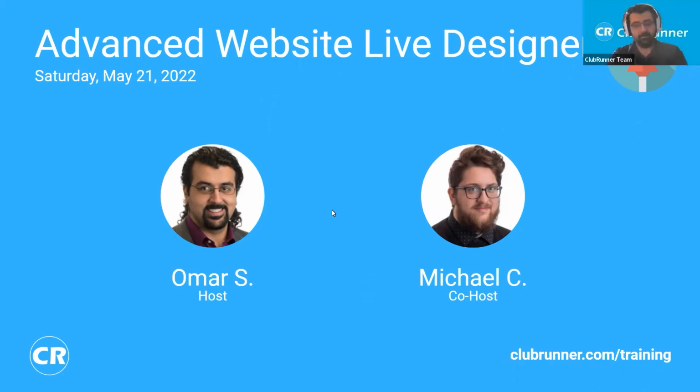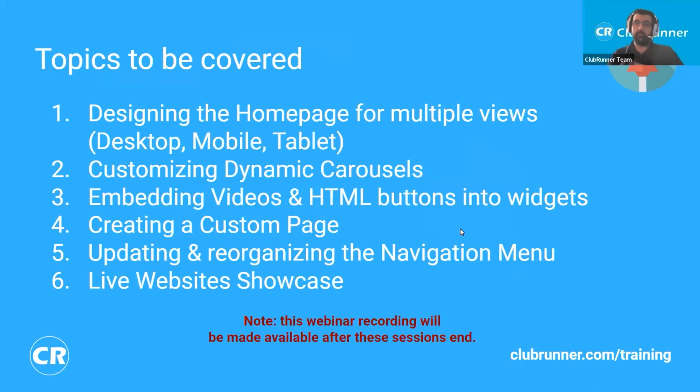We'll cover the list of topics. So to begin, we'll be opening up the homepage designer. I'm sure you guys have opened up the homepage designer before, but we'll just be touching on the different views that you can use while designing the homepage and how the columns and content is organized when loading on mobile devices. We'll also be customizing a dynamic carousel widget.